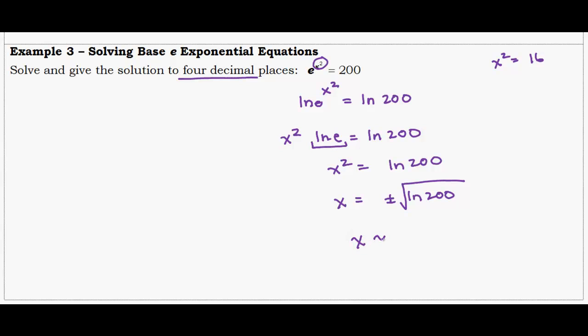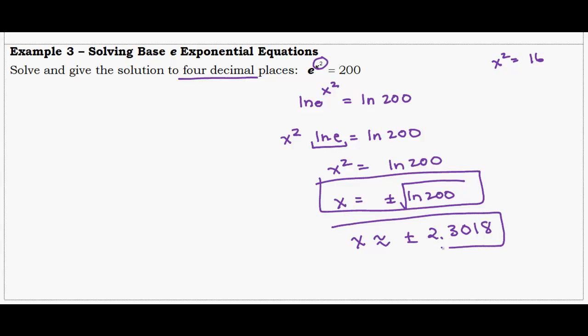So x is approximately plus or minus, go ahead. 3018. Is that 17 and a high number or 18 and a low number? Okay, looks good. So here is the calculator-ready form, and here is the decimal approximation.